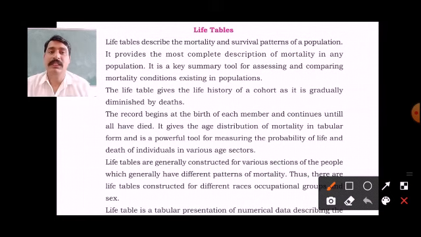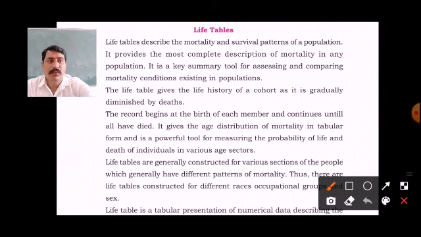So life tables are generally constructed for various sections of people. Upper class people, middle class people, slum people, various classes, so that we can study them deeply and see the different patterns of mortality. The mortality pattern is different for slum people, different for middle class people, and different for upper class people. So that also we can study here.